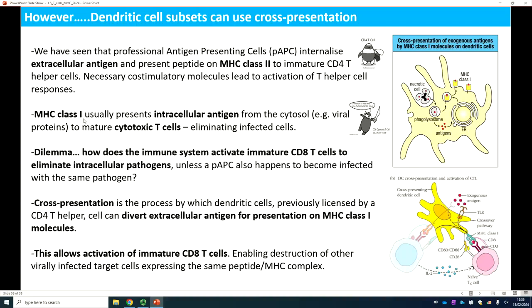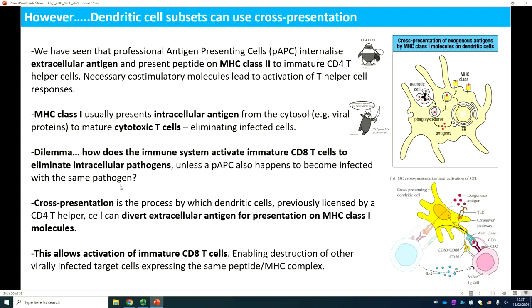Likewise, we've also talked about how MHC class 1 can present intracellular antigen from the cytosol, whether this is a viral infection within a cell, and it can present it to mature cytotoxic T cells, which will then eliminate that infection. But that leaves us with a dilemma in how the immune system can actually activate an immature CD8 T cell to eliminate intracellular pathogen. That would require our antigen-presenting cell to become infected with the same virus. But viruses tend to have a tropism. They're going to infect certain subsets of cells, so a virus is not necessarily going to infect your antigen-presenting cells. So how are we going to alert the immune system and activate that immature CD8 T cell? This is where we come across cross-presentation.